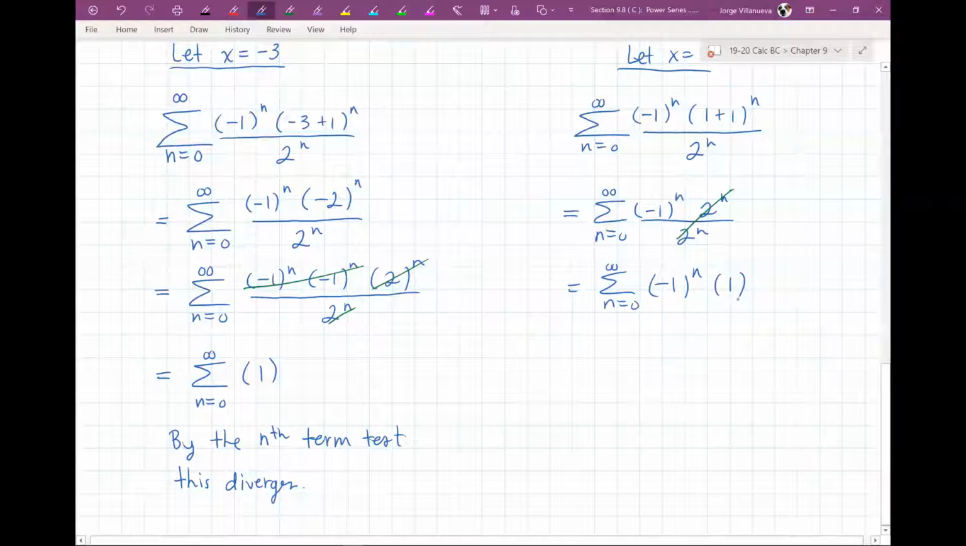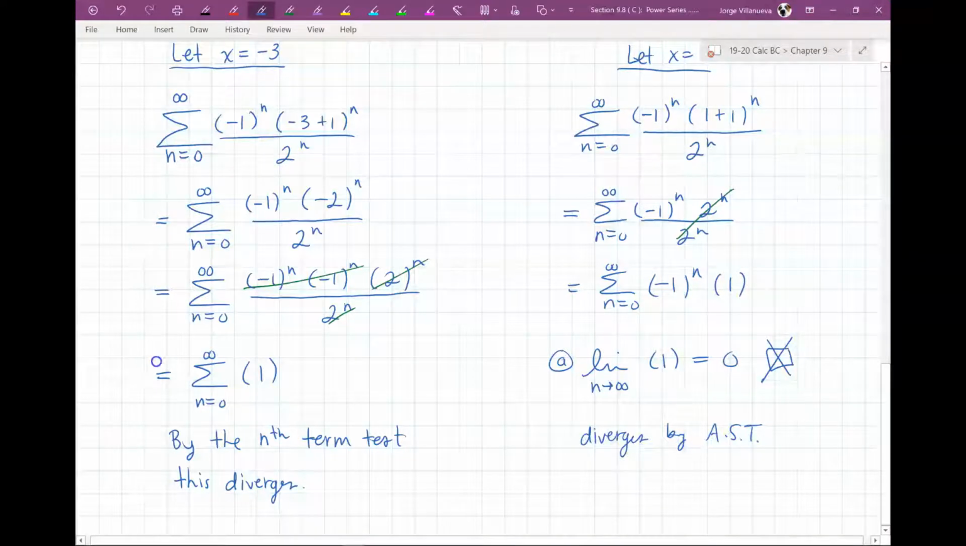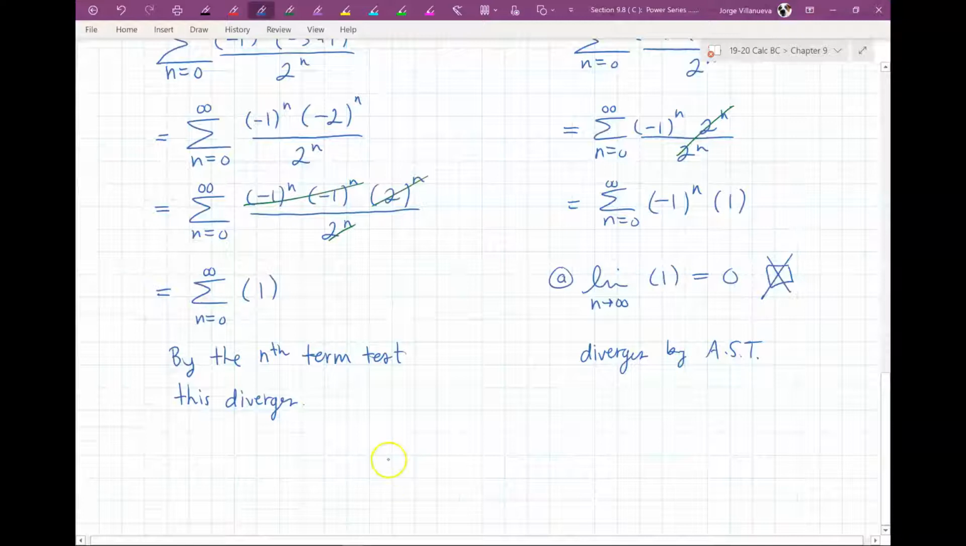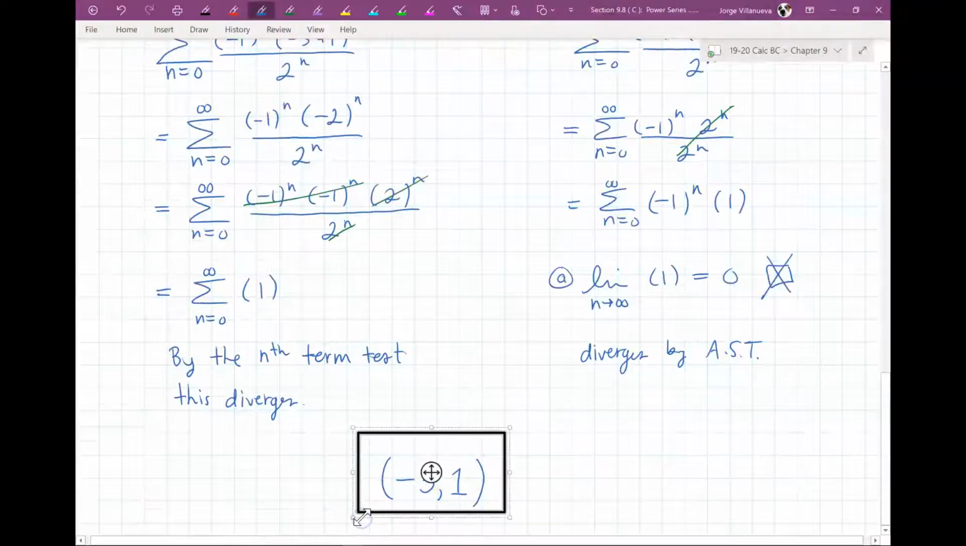So does this qualify for the alternating series test? Does it converge? So you try the first test, which says the limit as n approaches infinity of 1 has to equal 0. Is this true? No, it does not, right? So this also diverges by the alternating series test. So that means you did all this work to find out that you were right in the first place. -3 to 1 is your interval of convergence.